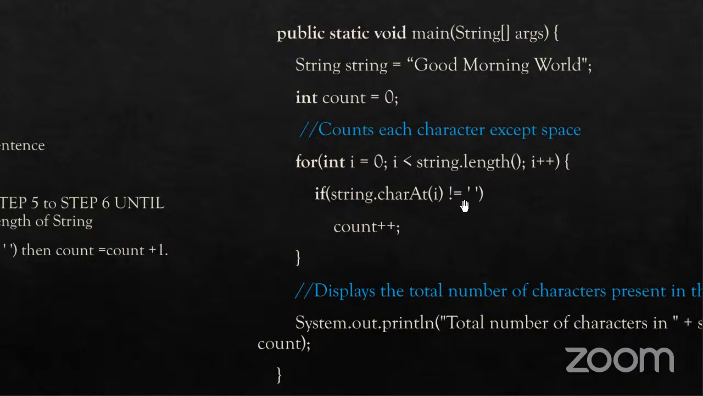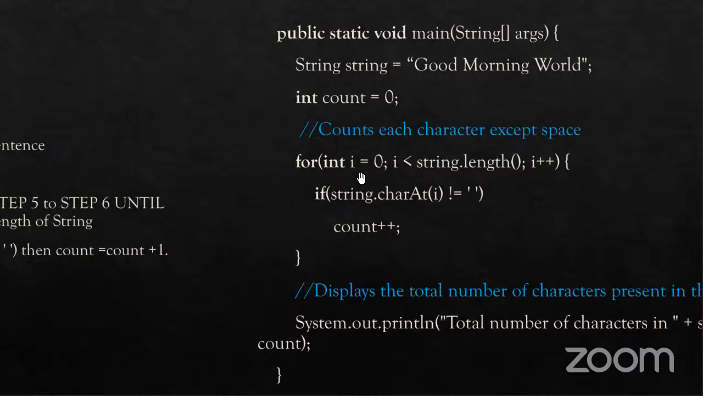If the character is not equal to a white space, we are incrementing a count. So how it works: first i equals 0, i less than length, and it comes inside this if condition. First is the character at i, that is character at 0, that is g. It is not equal to white space, which is correct, so the count will be incremented by 1. So count becomes 1.